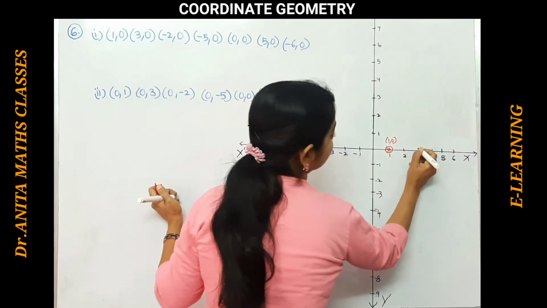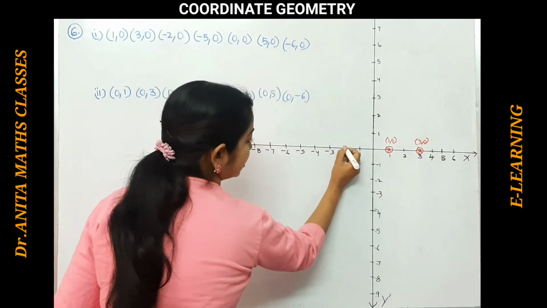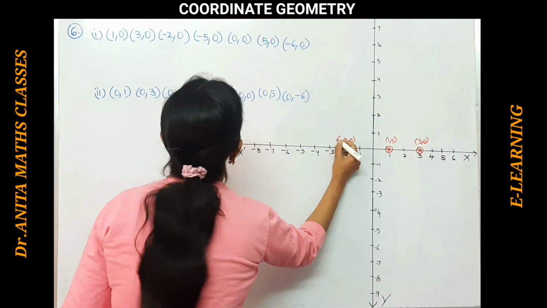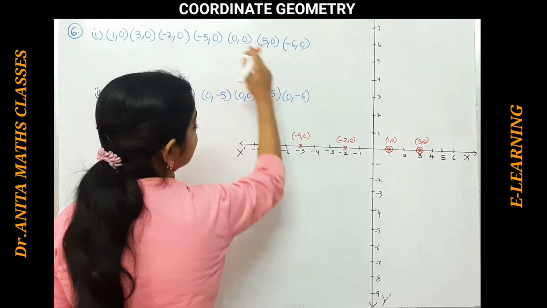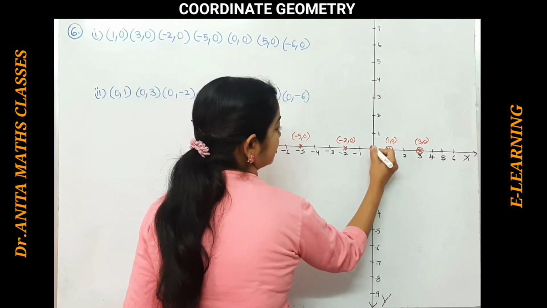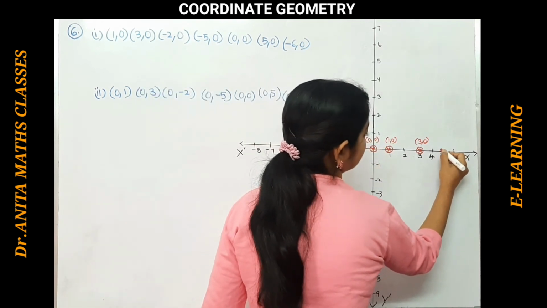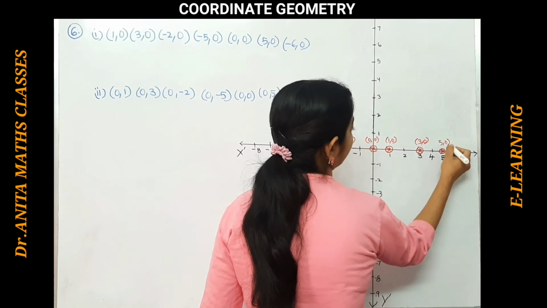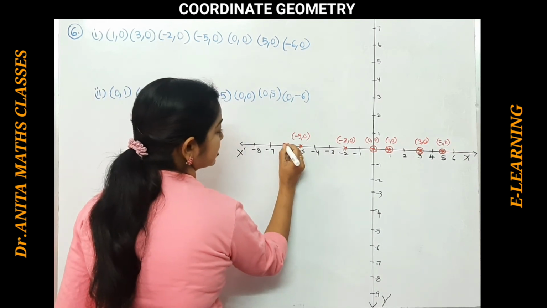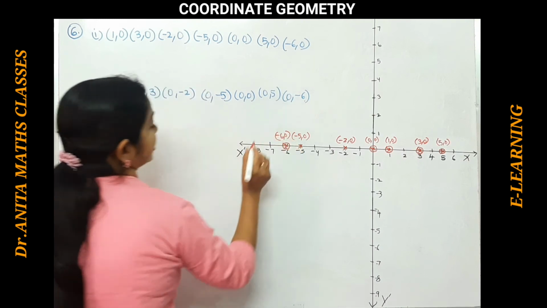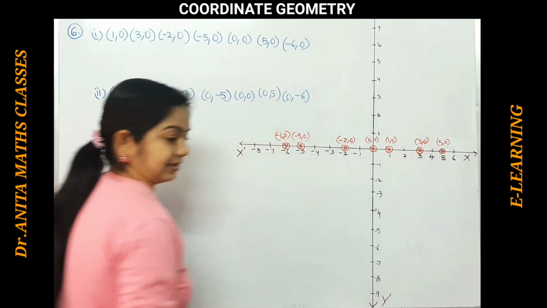And 3 comma 0 somewhere here, 3 comma 0. Here minus 2. So minus 2 on the x, minus 2 comma 0 here. And minus 5 comma 0, this point, then 0 comma 0 is the origin, and 5 comma 0 here this point. So when we are observing them, all these points are lying on the x only. Minus 6 comma 0, see here. And what do we observe? All these points we are observing that they are on the x axis.